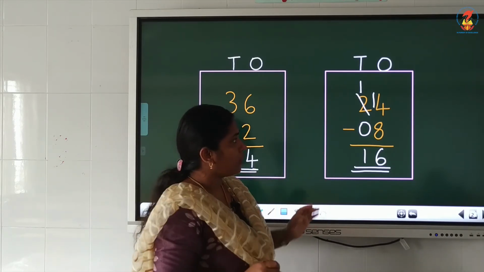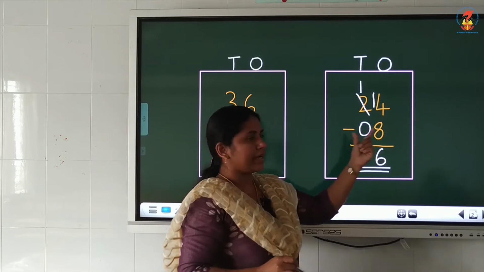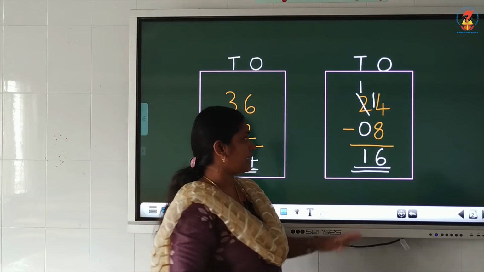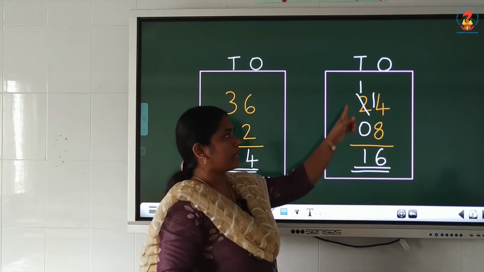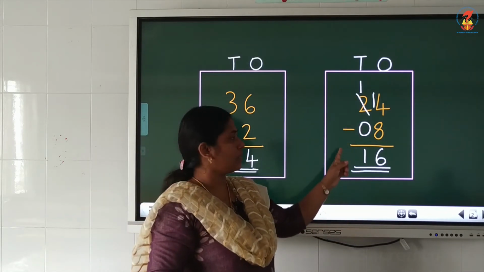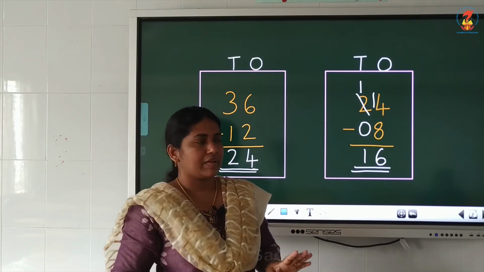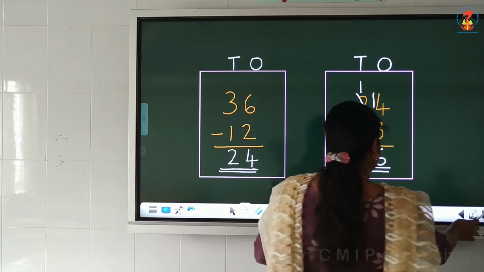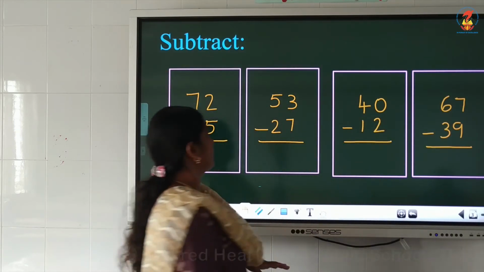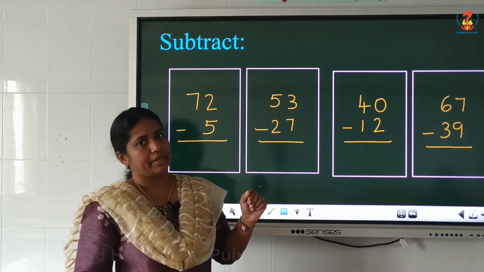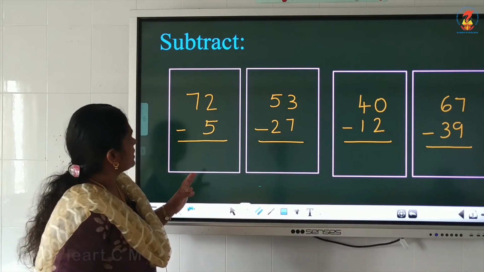Okay, now as usual 14 minus 8. Taking our fingers, count and find out the answer. We will get the answer 6. Now look at the tens place. 1 minus 0, 1. Is it clear? So we will do some more exercises. Look, this type of questions are here. Subtraction with borrowing. Okay, let's discuss one by one.